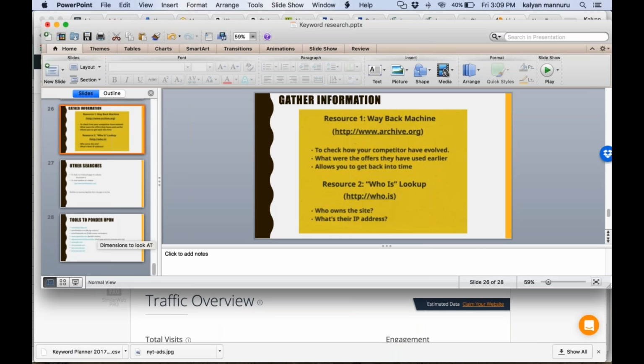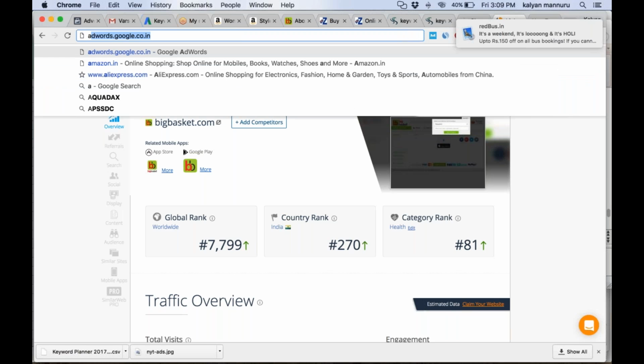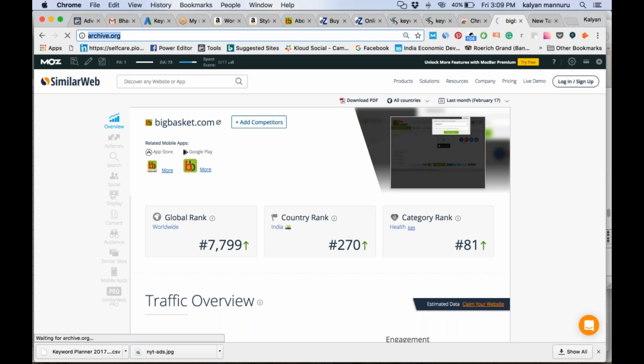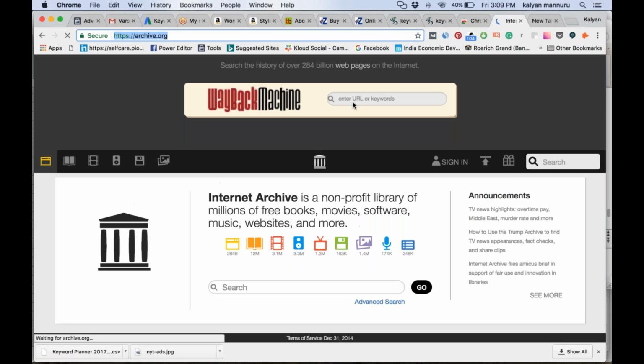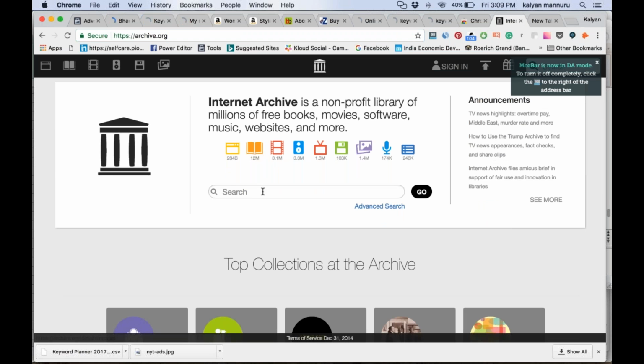So there is more to it. You can check these tools. You have something called the Wayback Machine. It's available on archive.org. What happens is you can analyze the design elements of your competitor. You can go back in time. Let's say for redbus.in, you can go back like 3-4 years and see how the Redbus website was designed earlier.